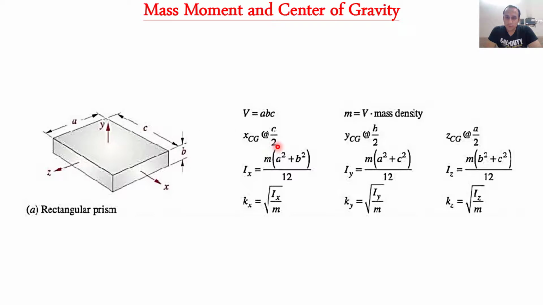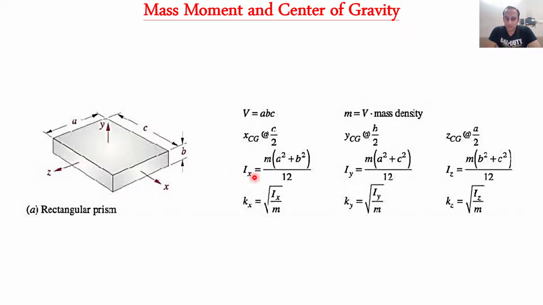Okay, so if we want to calculate the y component of the CG, we need to divide the y dimension (this is b, this is not h) of the part, or the rectangular prism, in the y direction by 2. Same is the case with the z component of the CG.